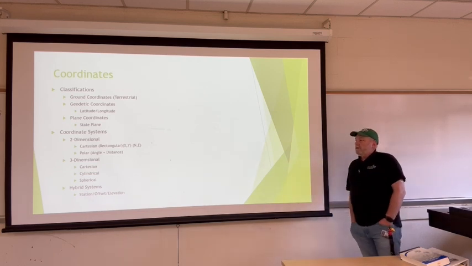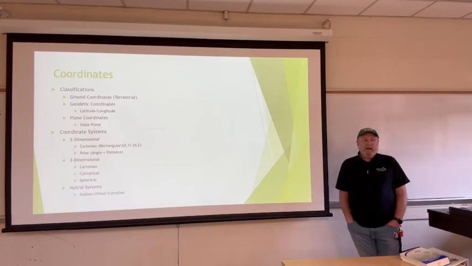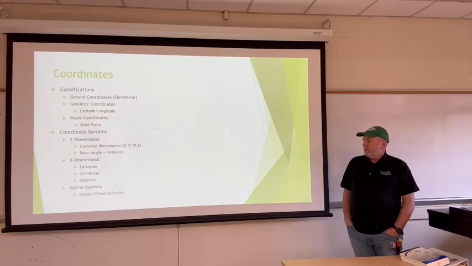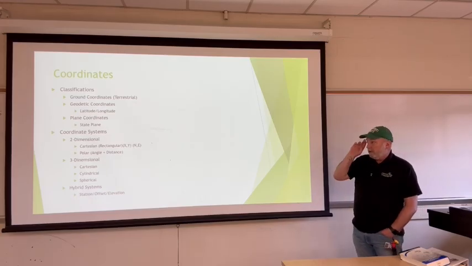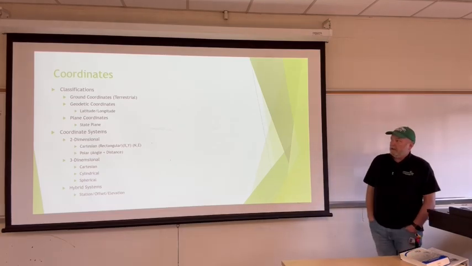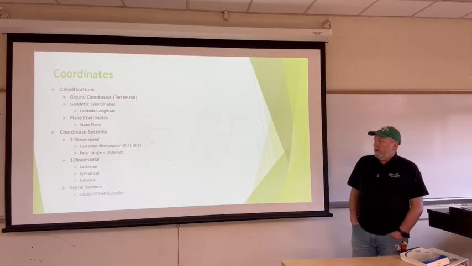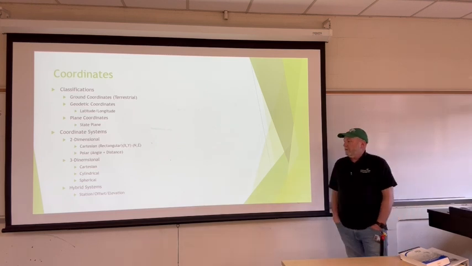In three-dimensional, we still have our Cartesian coordinate system, which would be your x, y, and adding a z component. Cylindrical, talking about cylinders, we then start getting into the polar again. Spherical is very similar to your geodetics, where you have latitude, longitude, and height. Hybrid systems, which you will mostly see with your plan and profile roadway plans, you're talking about station, offset, and an elevation.